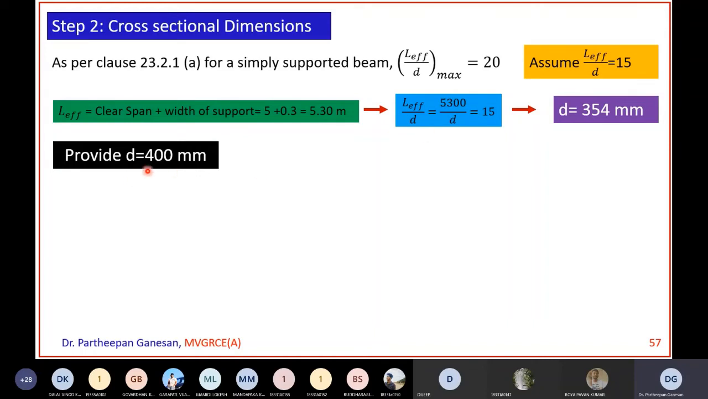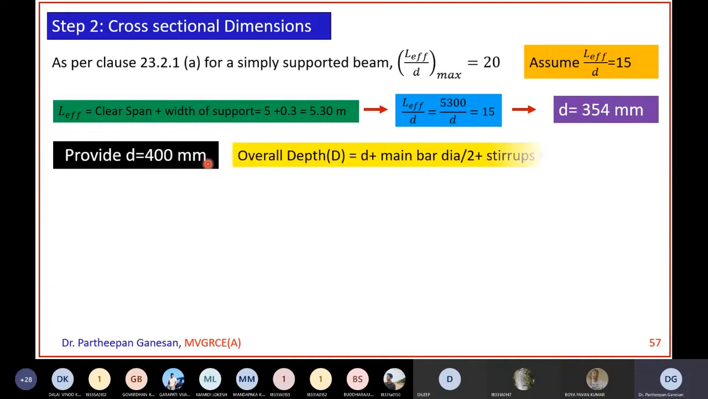You can choose 360, you can choose 355 also. Anything is fine, but this value should be more than this. So that is why I am telling you, design is completely an independent problem. Every person will get a different answer. So I have evaluated D as 354 mm, but I am going to provide D as 400 mm to be on safer side. Now, therefore, this is only effective depth.